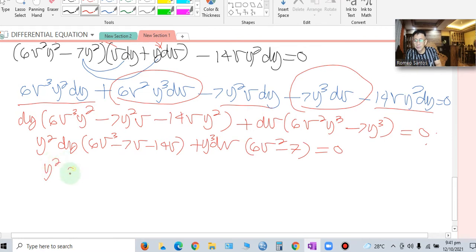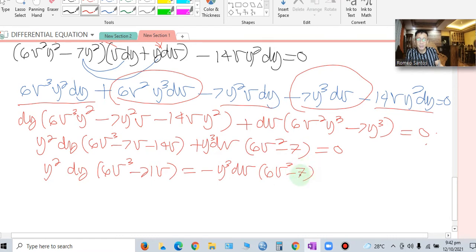y squared dy, 6b cubed. Ito naman ay 21b. Okay, this is equal to negative y cubed db 6b squared minus 7. Okay? So, let us separate ng variables. Yung y, punta dito. Yung b, punta doon.